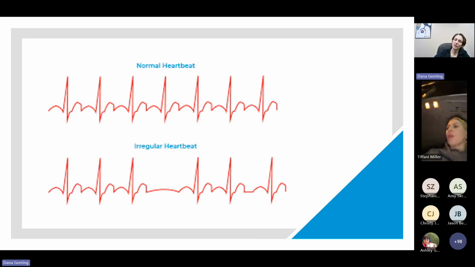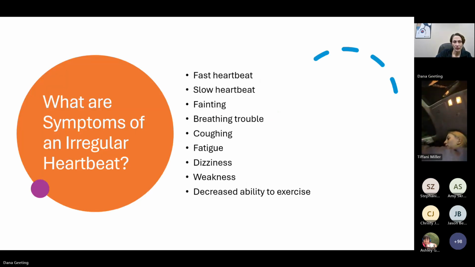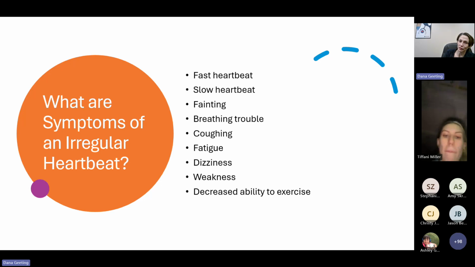Here are examples of a normal heartbeat, and an irregular heartbeat where you kind of see it just slows down a little bit right there. Some symptoms of an irregular heartbeat would be a fast heartbeat, slow heartbeat, fainting or syncope, breathing trouble, coughing, fatigue, dizziness, weakness, decreased ability to exercise or exercise intolerance.